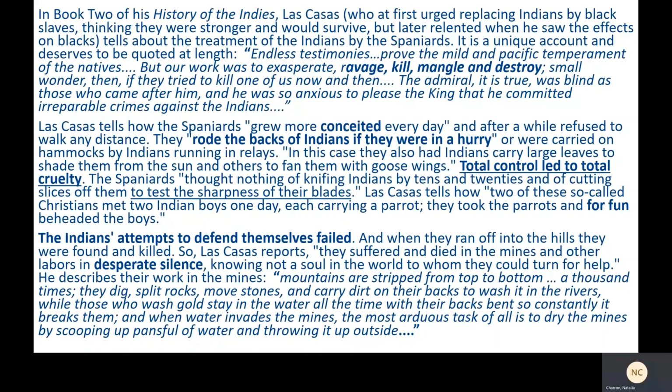In Book 2 of his History of the Indies, Las Casas, who at first urged replacing Indians by black slaves, thinking they were stronger and would survive, but later relented when he saw the effects on blacks, tells about the treatment of the Indians by the Spaniards. It is a unique account and deserves to be quoted at length.